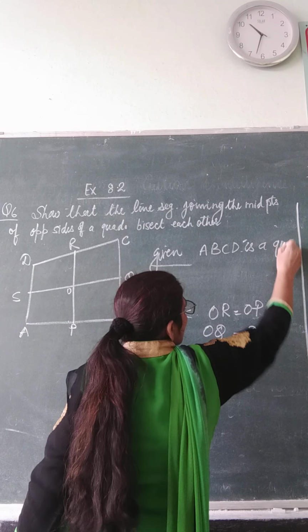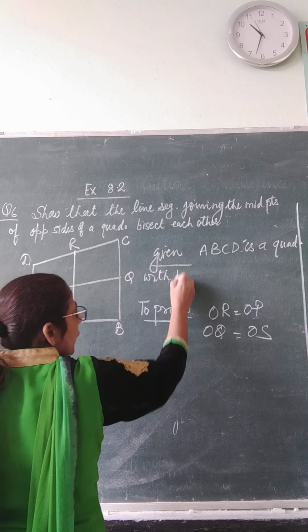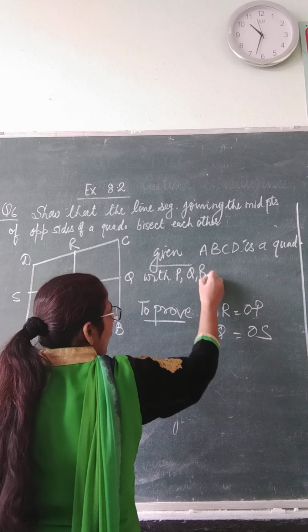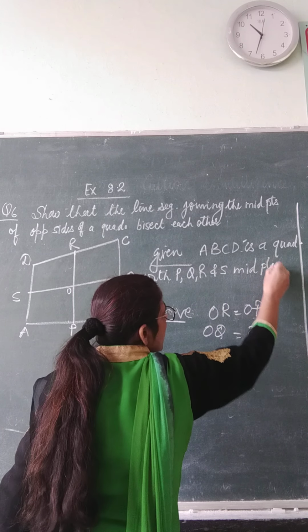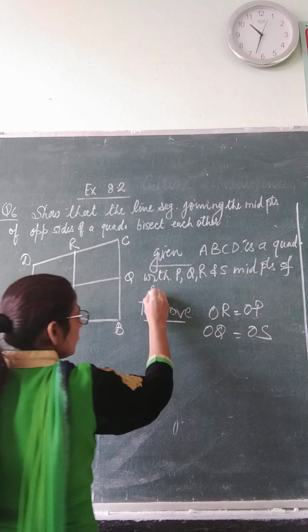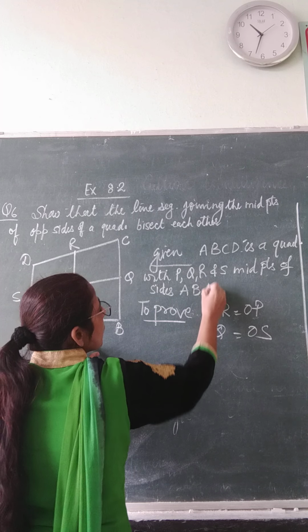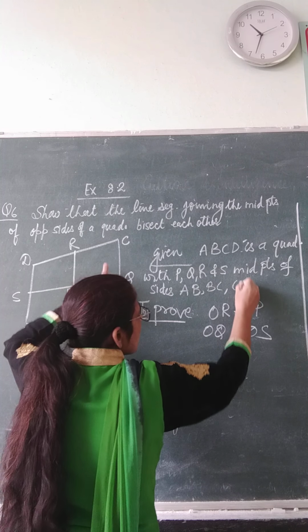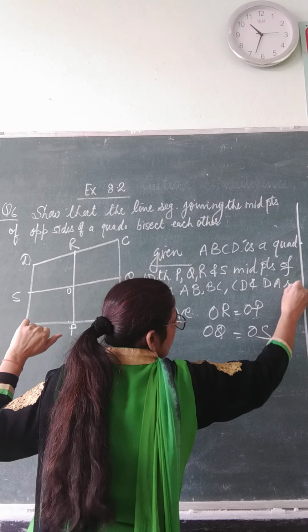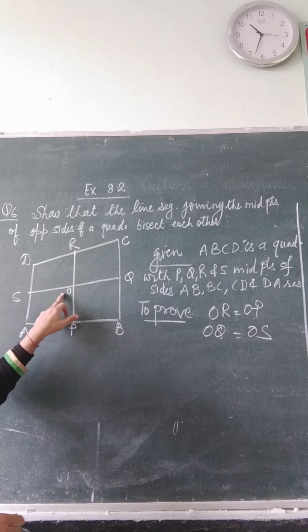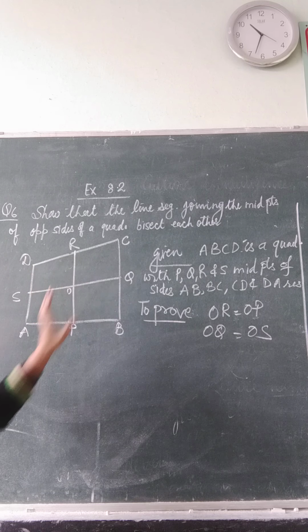Given is ABCD is a quadrilateral with P, Q, R and S midpoints of sides AB, BC, CD and DA respectively. Got it? So we have to prove these opposite sides, they bisect each other.